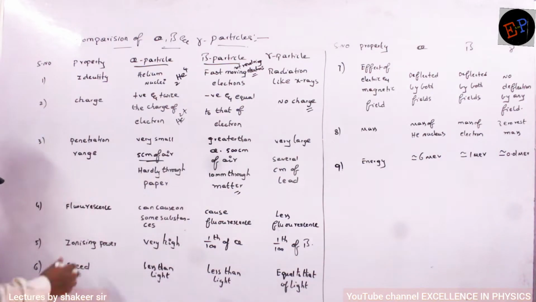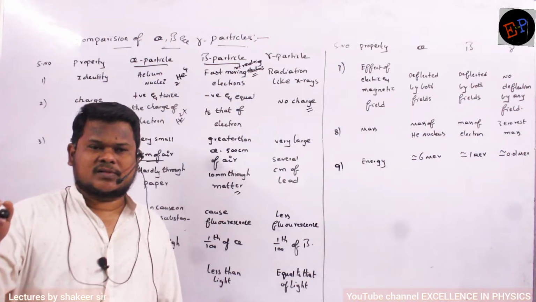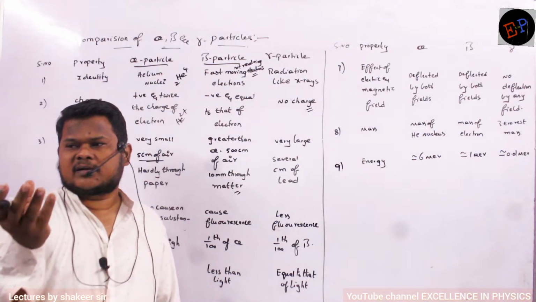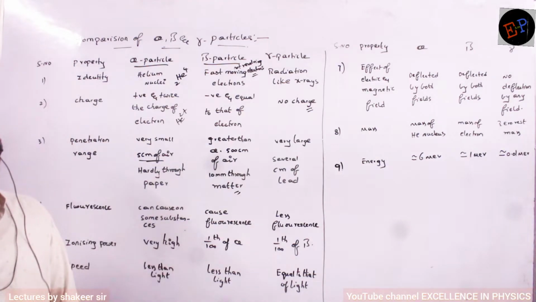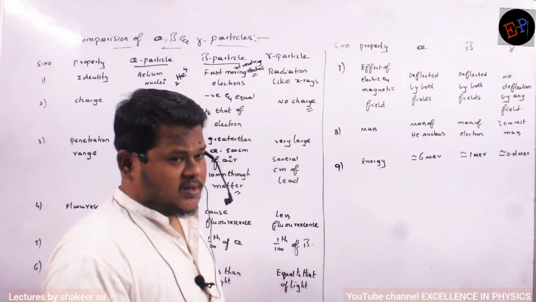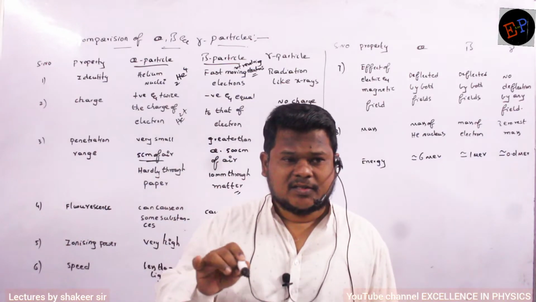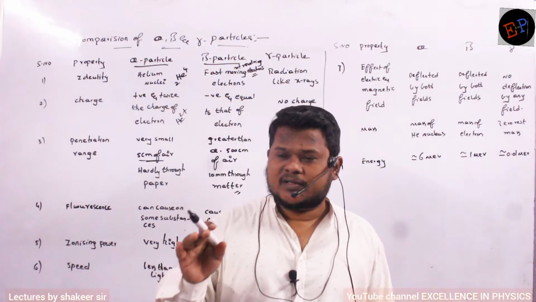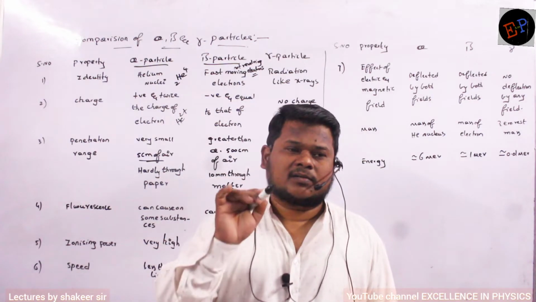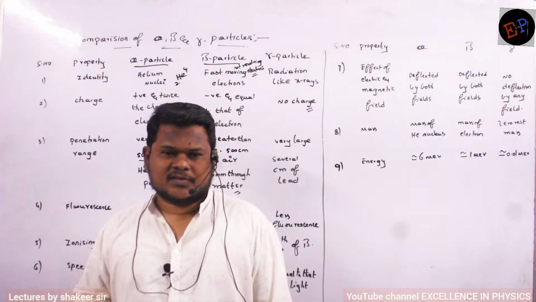Next, fluorescence. What is meant by fluorescence? If any particle goes and strikes any fluorescent surface, it will give a bright colored spot. That bright colored spot is called fluorescence. Are you able to understand? So in the gold foil experiment, Rutherford took a zinc sulfide screen. And on that zinc sulfide screen, if alpha particles go and strike, then a bright spot will be created there temporarily. That property is called fluorescence.